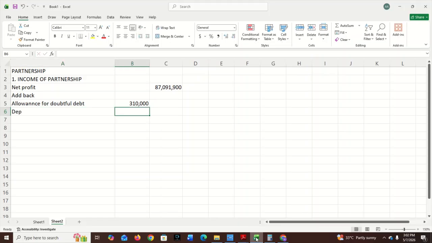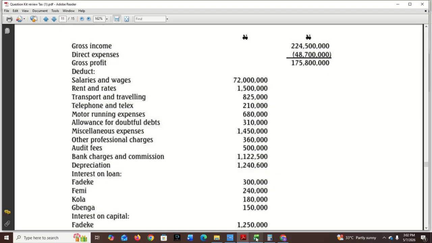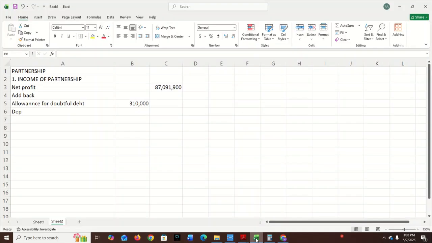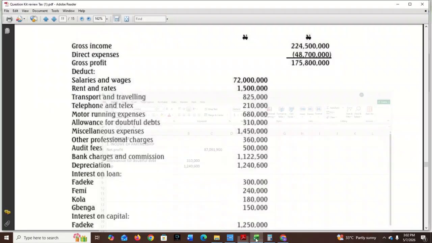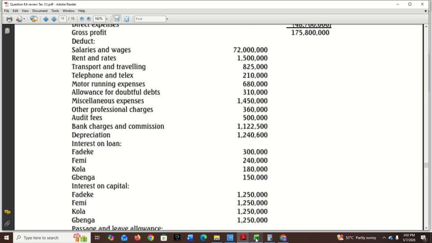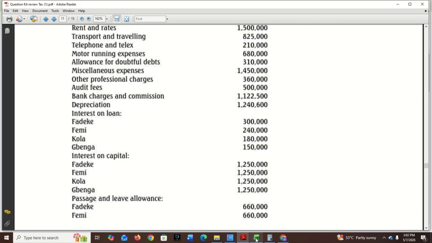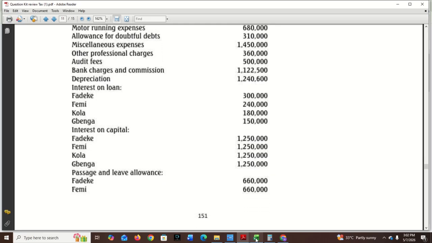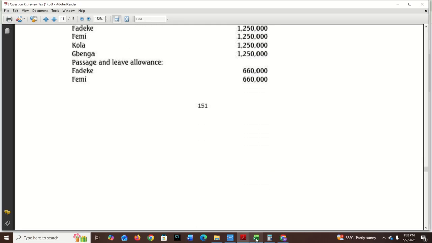Depreciation. How much is our depreciation? 1,240,600. Okay. Next, what else do we have? Interest on loan, we'll treat that when we get to partners. Interest on capital will be treated. Passage and leave allowance will be treated under income of partnership.